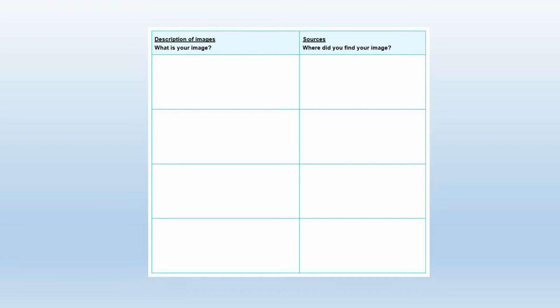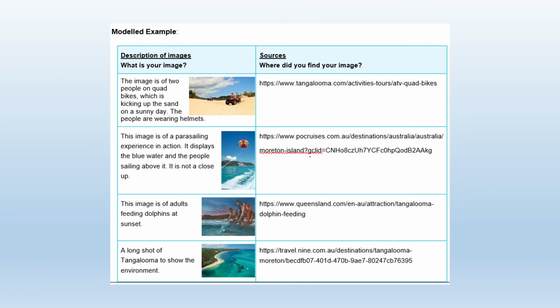And if you're doing it by paper, you can think of where you got your idea from. So maybe you went on a holiday in 2009 to Tangalooma and you remember the parasailing, and you've gone from your memory, you can just write that in there. And if you got it from a magazine or a newspaper, then you write what that is there. So I'll show you my example now.